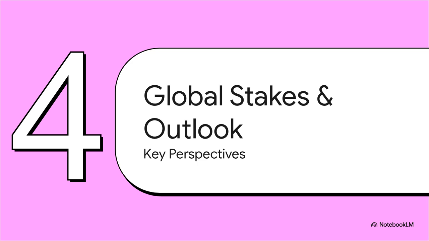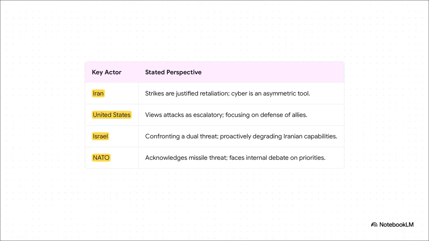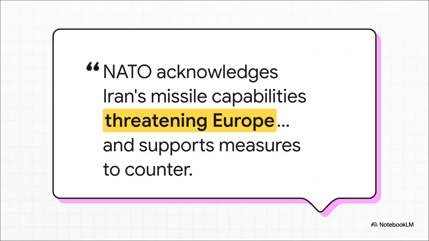So, you have these three distinct battlefields. The crucial question is, how do they all connect? And what's the outlook for the international community? Well, part of the challenge is that the key actors all have very different perspectives. Iran frames its strikes as retaliation. The United States sees them as escalationary. And NATO is facing its own internal debate. These different views really highlight just how complex de-escalation is.